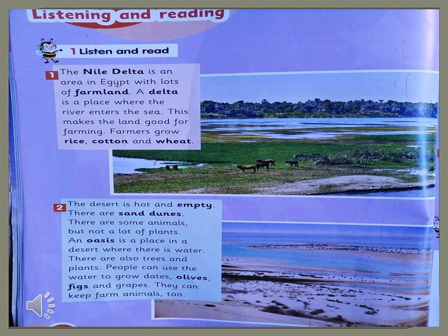An oasis is a place in the desert where there is water. There are also trees and plants. So, in an oasis, we can find water, trees, and plants. People there can use the water to grow dates, olives, figs, and grapes. So we can plant dates, olives, figs, and grapes in oases. They can also keep farm animals, like goats, sheep, whatever.